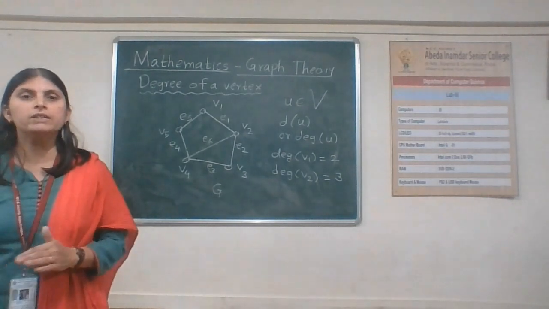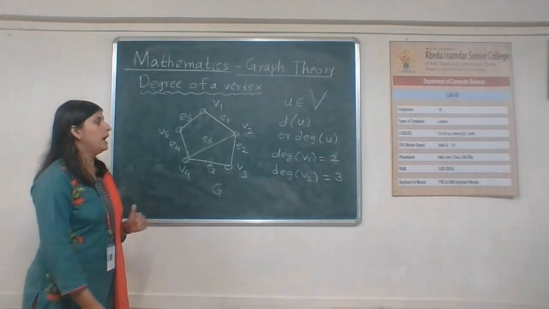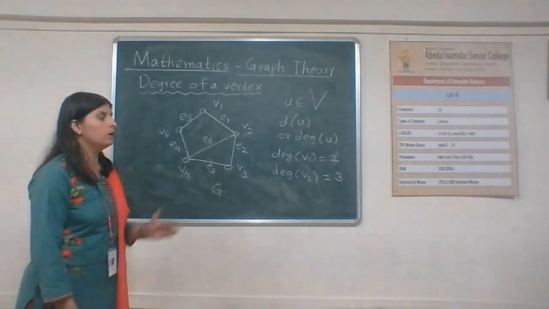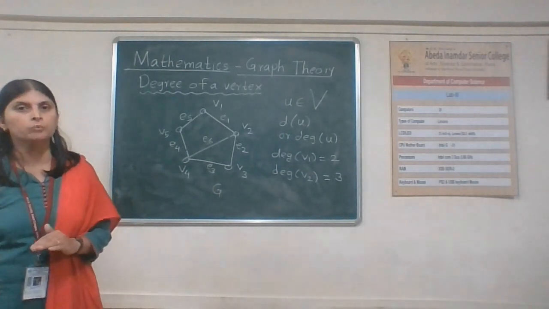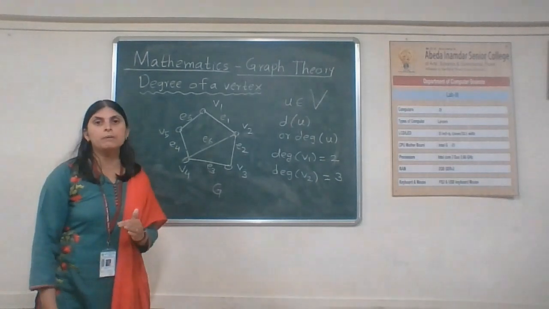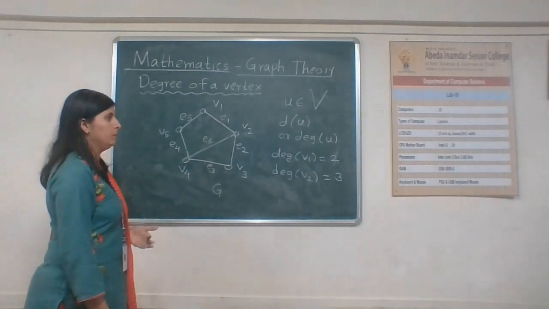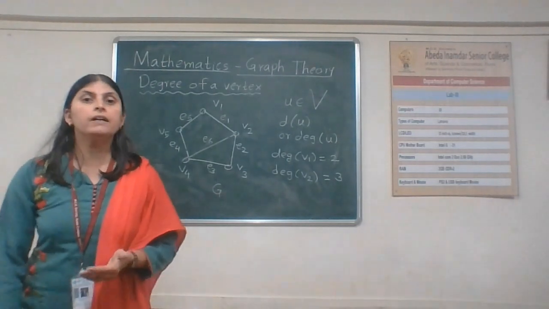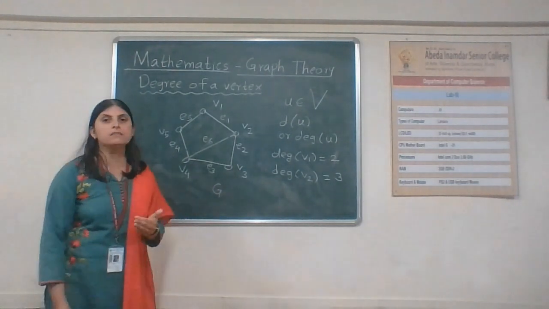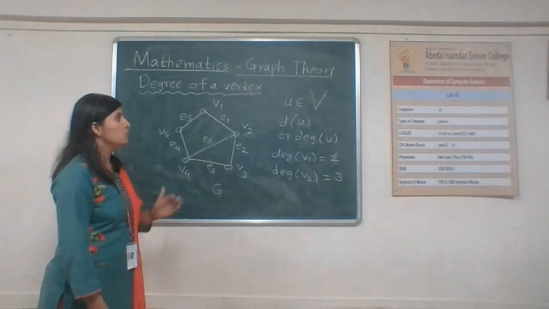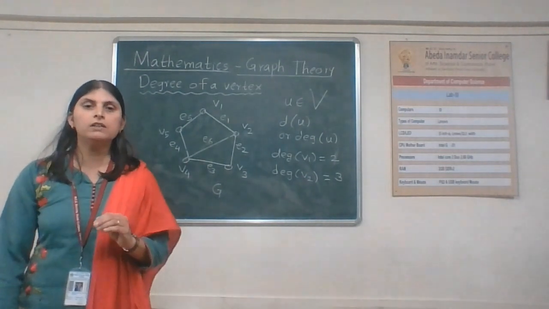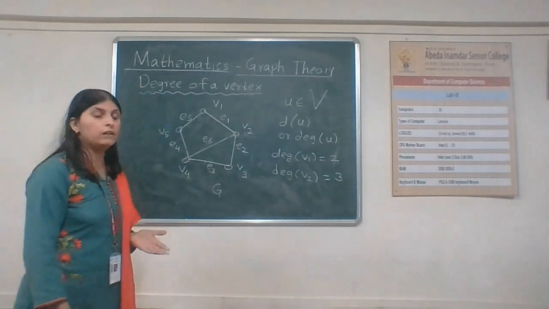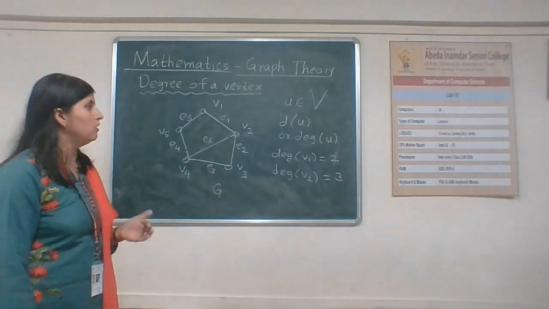Now already you know what is the meaning of even number and odd number. An even number is a number which is divisible by 2 and a number which is not divisible by 2 is called an odd number. Now depending on the definition of even number and odd number, there is the concept of even vertex and odd vertex. So a vertex whose degree is even is called an even vertex and a vertex whose degree is odd is called an odd vertex.